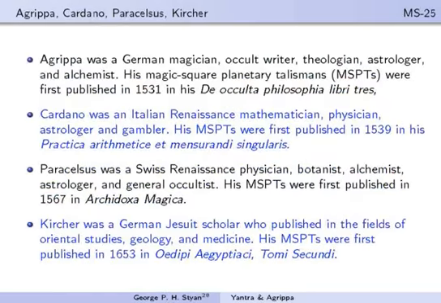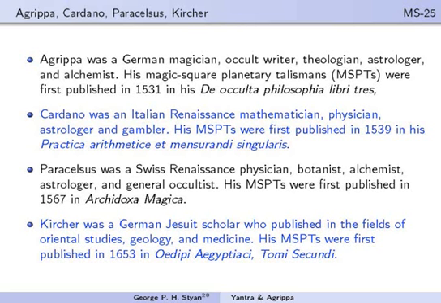Agrippa was a German magician, occult writer, theologian, astrologer, and alchemist. His magic square planetary talismans, or MSPTs, were first published in 1531 in his De Occulta Philosophia Libre 3. Cardano was an Italian Renaissance mathematician, physician, astrologer, and gambler. His MSPTs were first published in 1539 in his Practica Arithmetici et Mensurandi Singularis. As you can tell, both of these are in Latin, and when I studied Latin I was a lot younger than I am now.